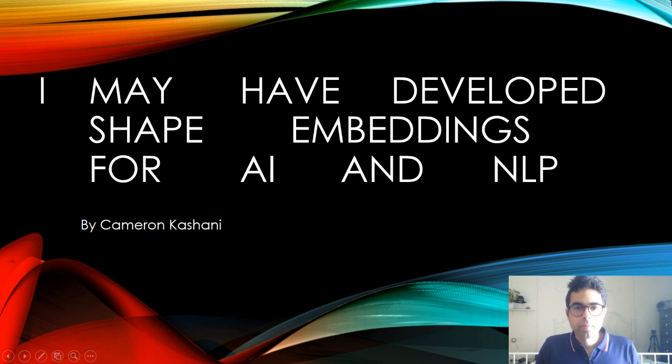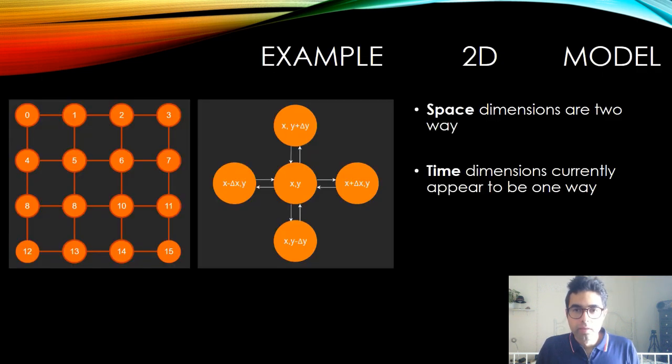Hi everyone, my name is Cameron Kashani and I may have developed shape embeddings for AI and natural language processing. Space dimensions are two-way, and time dimensions currently appear to be one-way.